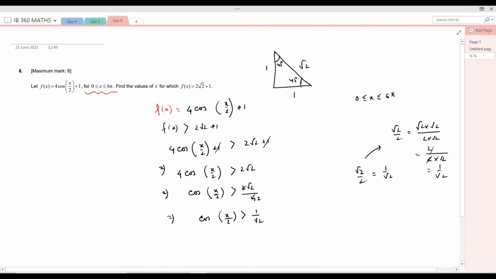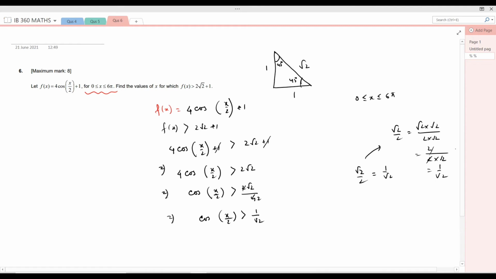Cos of 45 degree will give 1 by root 2. Now from this equation we can get the idea that cos of x by 2 is greater than 1 by root 2. So the value is greater than 45 degree. It will have greater value than 45 degree.